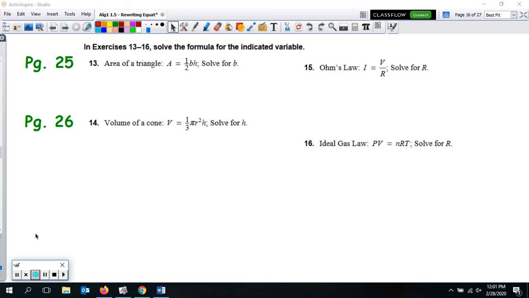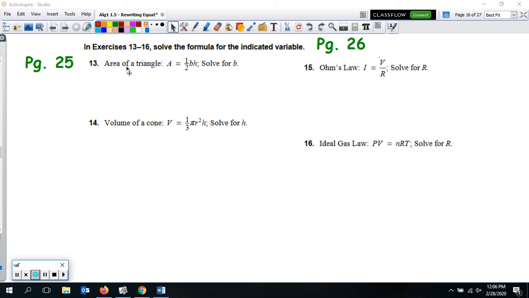All right, so page 25 still has 13 and 14 on it. I fixed that now to put 26 up here, because 15 and 16 are on page 26. So page 25 still has the 13, 14 here, and we are solving formulas. It says solve the formula for the indicated variable. So again, we have to identify what letter they want us to solve for.